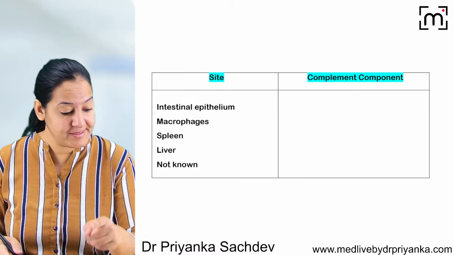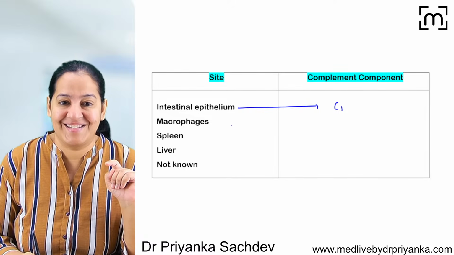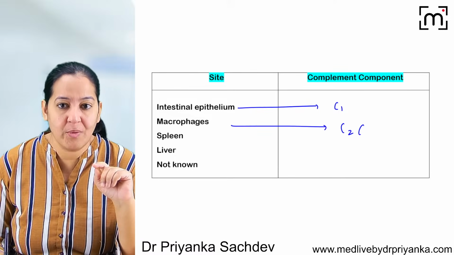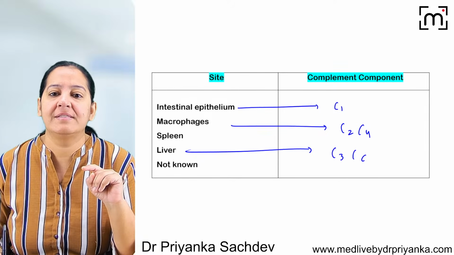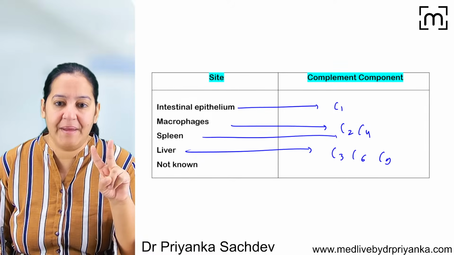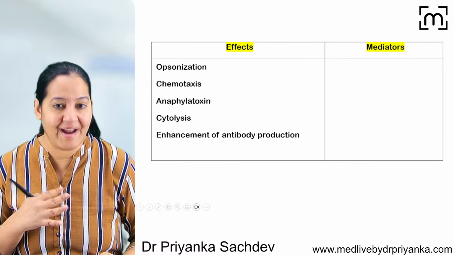Okay, you already know the biosynthesis. We have revised the biosynthesis. In the intestine, C1 is synthesized. In the macrophage, the multiples of 2, C2 and C4, are synthesized. In the liver, the multiples of 3 are synthesized, C3, C6, C9. In the spleen, the remaining 2, 5 and 8 are synthesized and unknown is C7. This is how I learned and I never forget.